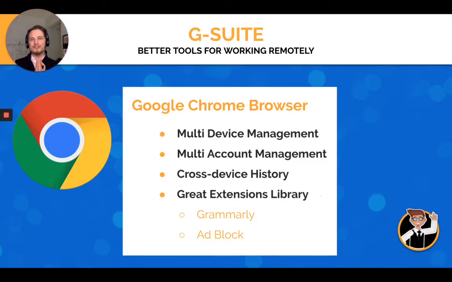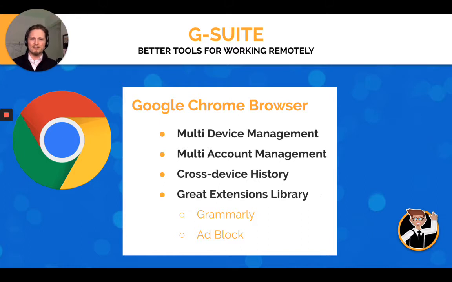So working with G Suite, so Google's Chrome browser, and I'm just going to go over very quickly. It's great for multi-device management, multi-account management, and cross-device history. And there are some great extensions in their library. Two of the most common ones that I use are Grammarly and AdBlock. Grammarly helps me write my emails, any kind of text documents, articles, and just make sure that I'm using commas, punctuation where needed.